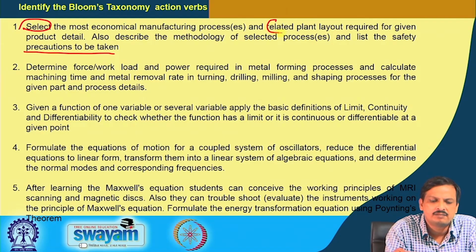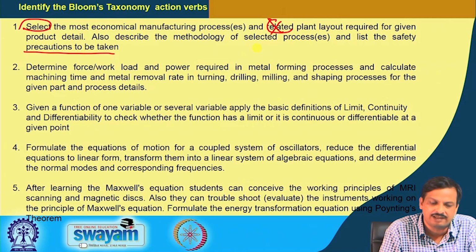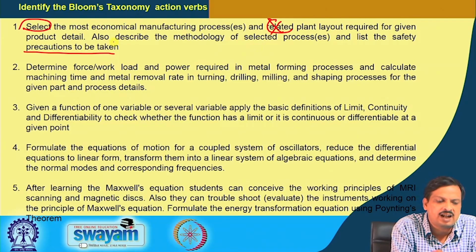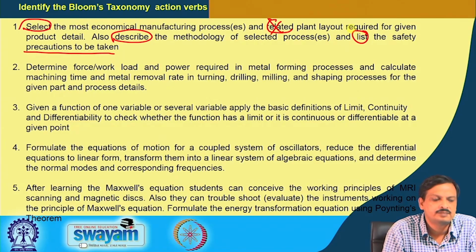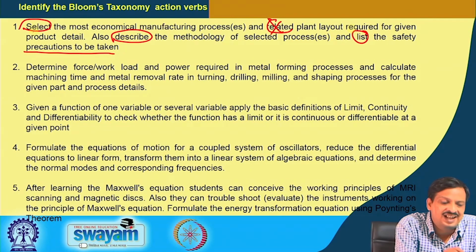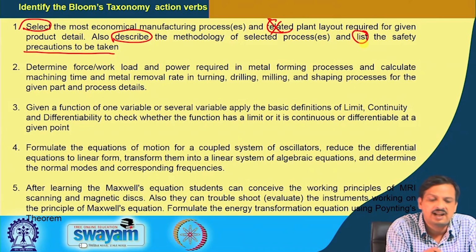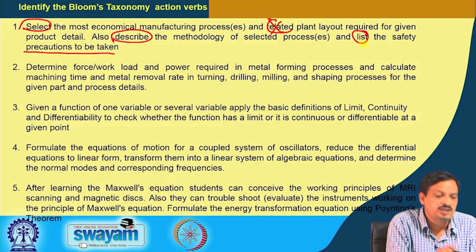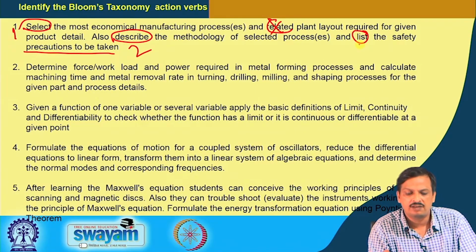Relate, no, this is not an action verb, related plant layout required for a given product details. Describe, list. So, select, describe, list. Those are the three action verbs present in this outcome. Is there any other one? Select the most, yes, and then there is no, only three. So, 1, 2 and 3.